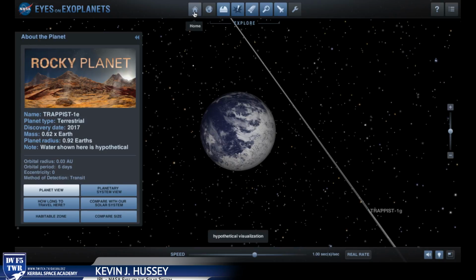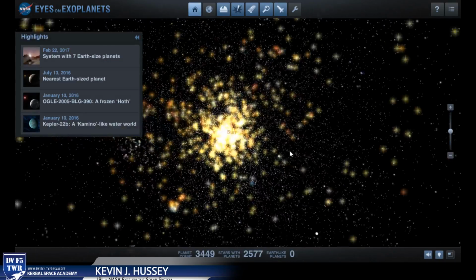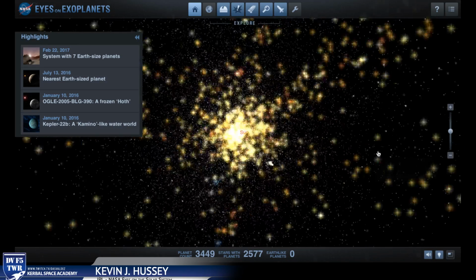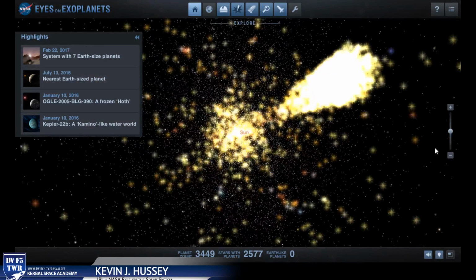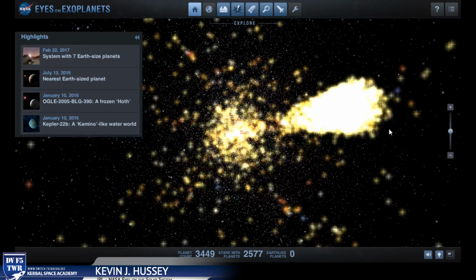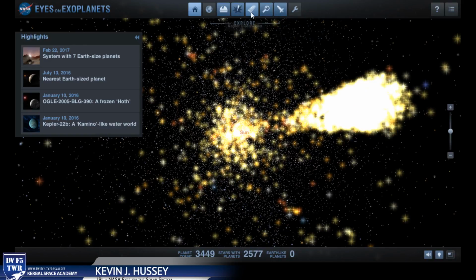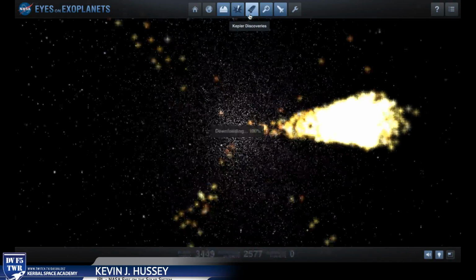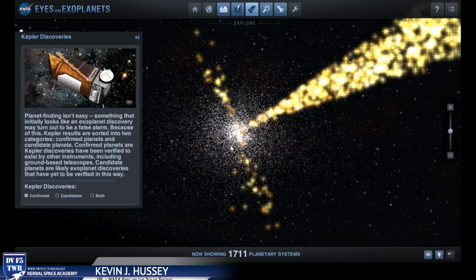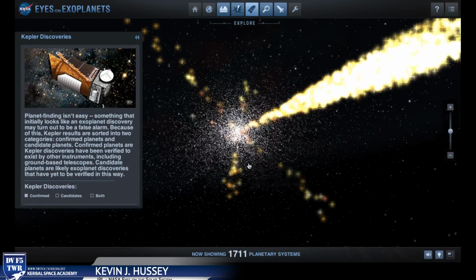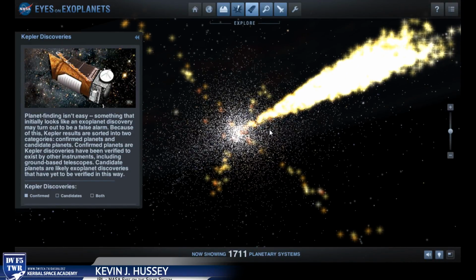Home basically takes you back to the solar system in the middle. Now let's take a look at this cone. On the cone are the Kepler discoveries. And so you're seeing what we call one of the best examples ever of observational bias. The Kepler telescope. Let's take a look at it. These are the planet finders. Here's Kepler.